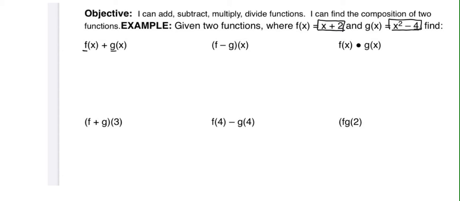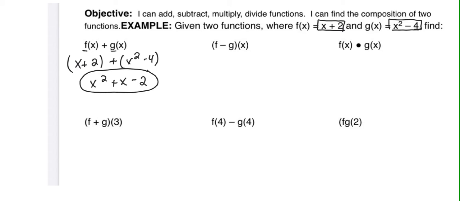So we take our f of x function, x plus 2, and then we want to add the g of x function, x squared minus 4, to that function. We just have addition, so we combine them. We get x squared plus x, and then 2 minus 4 gives you negative 2, and there's your solution.